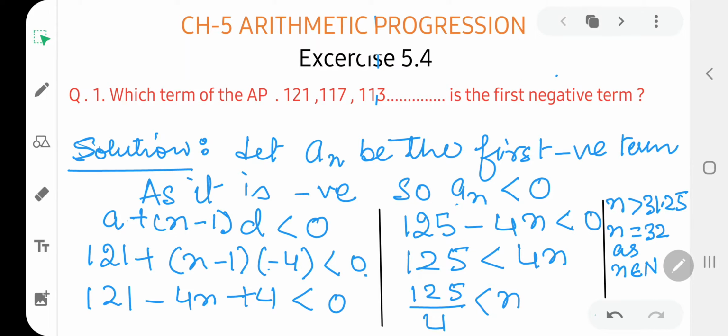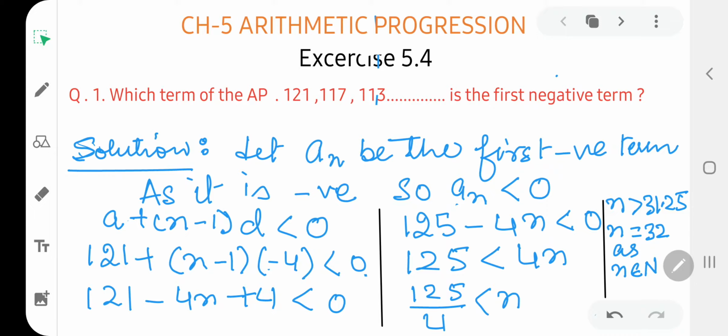Dear children, today we will start with the optional exercise of AP, and in this exercise the first question is, which term of the AP 121, 117, 113 and so on is the first negative term? So let us suppose that the nth term is the first negative term.